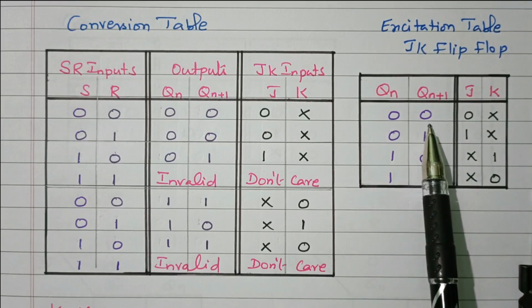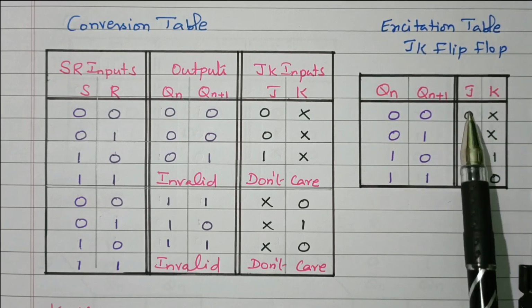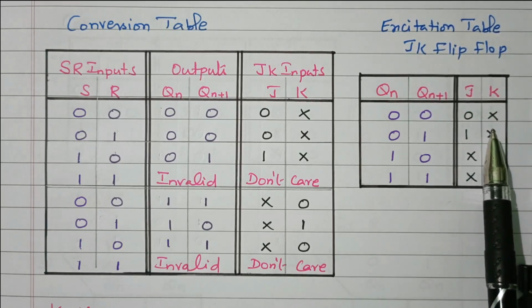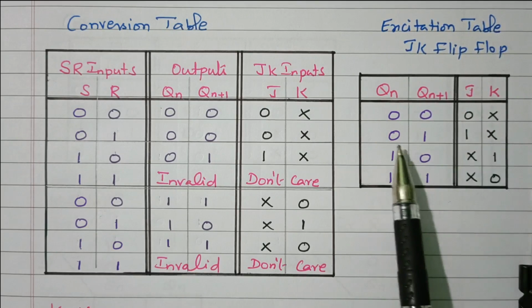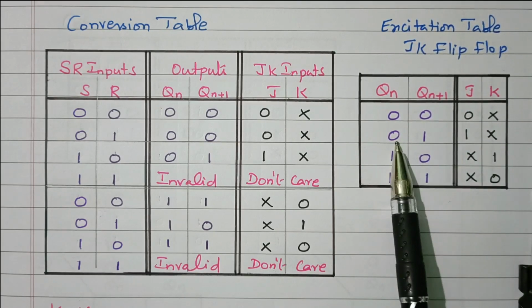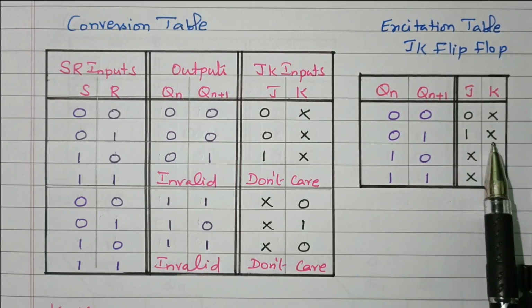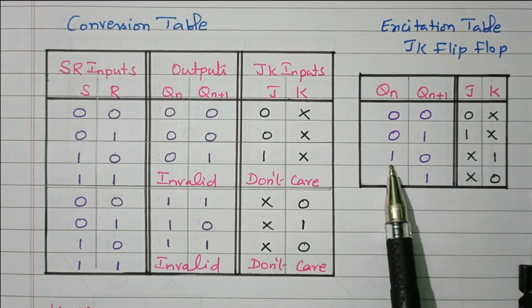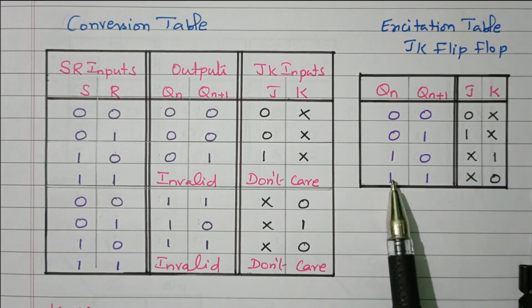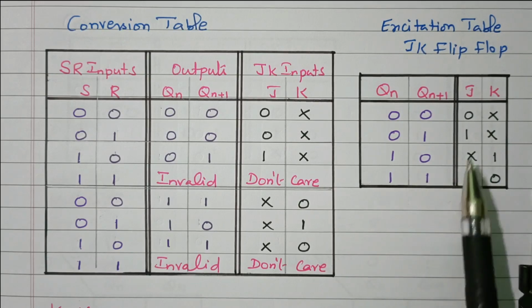Present state 0, next state also 0 means we need to give 0, J is 0, K is X. X means it may be 0 or maybe 1, right? 0, 1. Present state is 0, next state should be 1. 0 should be converted into 1 means we need to give the input as 1x. 1, 0. Present state is 1, next state should be 0 means x1. Present state and next state both are 1 means x0, right?